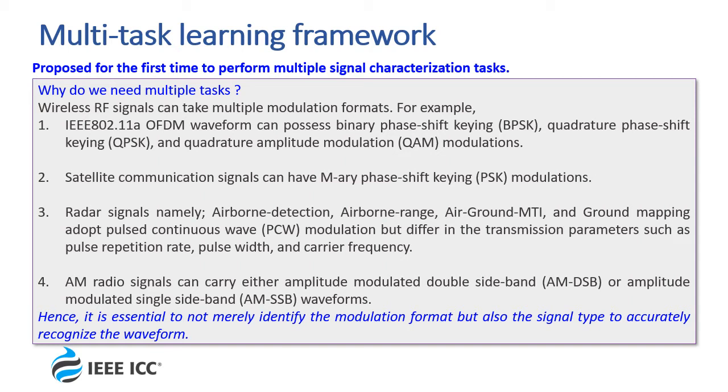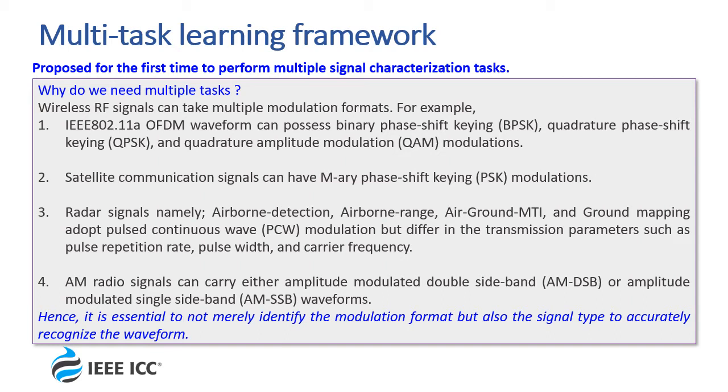For example, wireless RF signals can take multiple modulation formats. The IEEE 802.11a OFDM waveform can use multiple modulations such as BPSK, QPSK, and QAM. Satellite communication signals can have M-ary PSK modulations. Radar signals, namely airborne detection, airborne range, ground mapping, etc., adopt pulsed continuous wave modulation, but they differ in their transmission parameters such as pulse repetition rate, pulse width, and carrier frequency. In the same way, AM radio signals can carry either double sideband or single sideband waveforms.